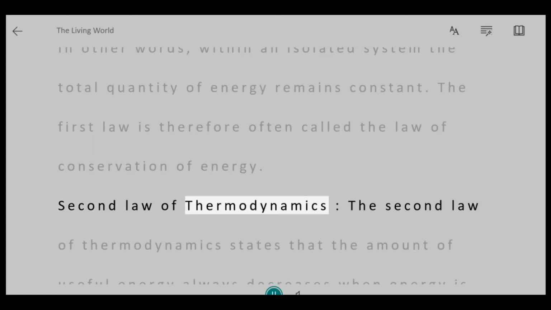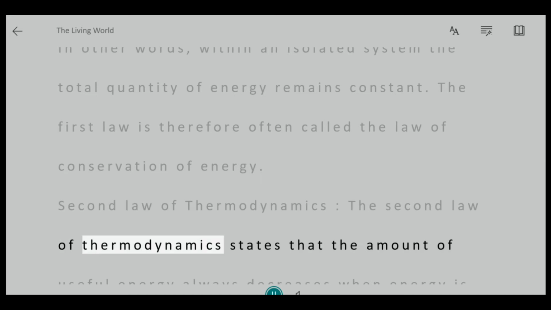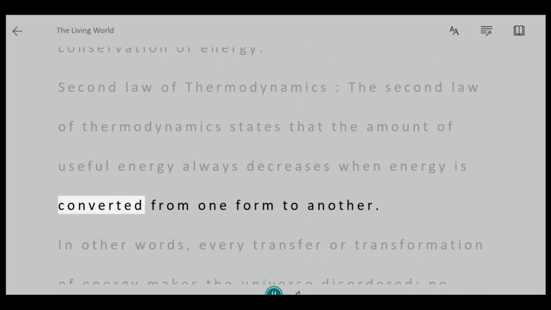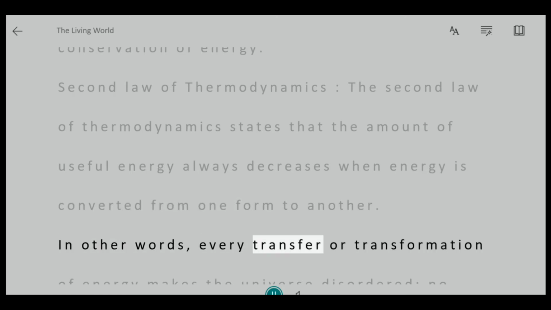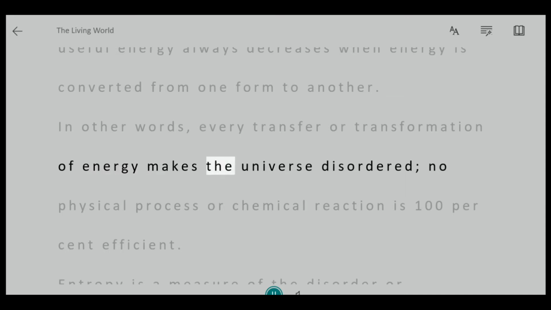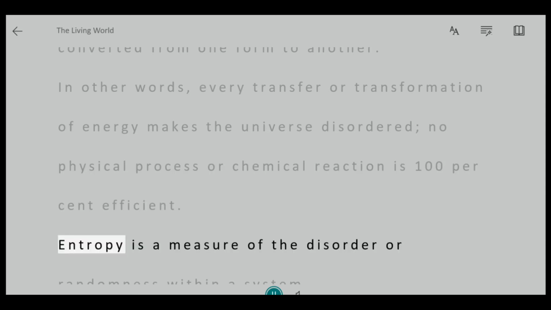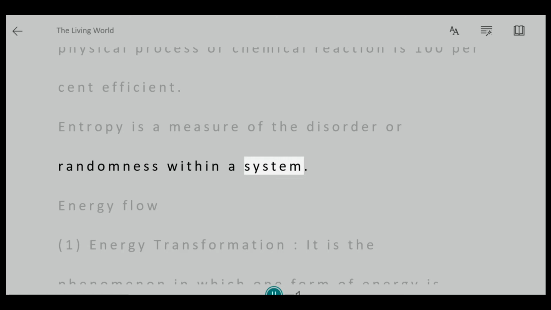Second law of thermodynamics. The second law of thermodynamics states that the amount of useful energy always decreases when energy is converted from one form to another. In other words, every transfer or transformation of energy makes the universe disordered. No physical process or chemical reaction is 100% efficient. Entropy is a measure of the disorder or randomness within a system.